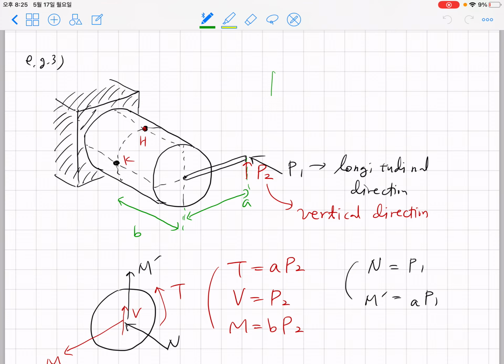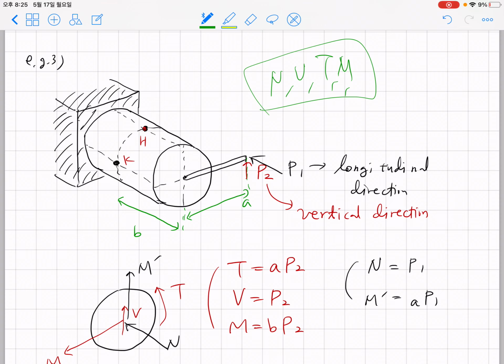As a third problem, I prepared a problem where we can find all four reactions N, V, T, M, and the problem looks like this. In this problem, I'm not going to solve it with numbers. I will just give you the conceptual way to approach this kind of problem. The problem asks us to solve the maximum shearing stress and maximum principal stress at K point and H point.